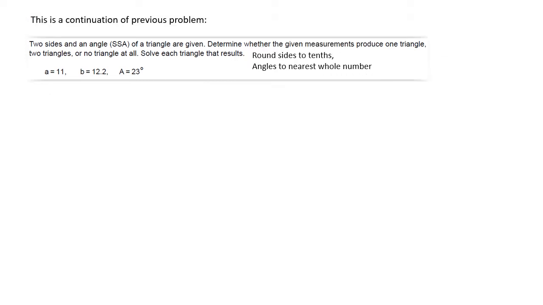Okay, this is a continuation of the previous problem. Remember, in the previous problem, we encountered the ambiguous case because we started the problem working with the law of sines. And if we start with the law of sines, it's possible, without enough information, that we could have the ambiguous case and it needs to be taken into consideration.